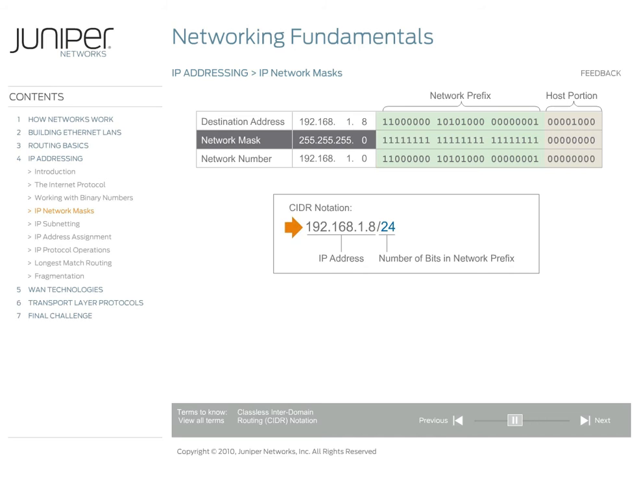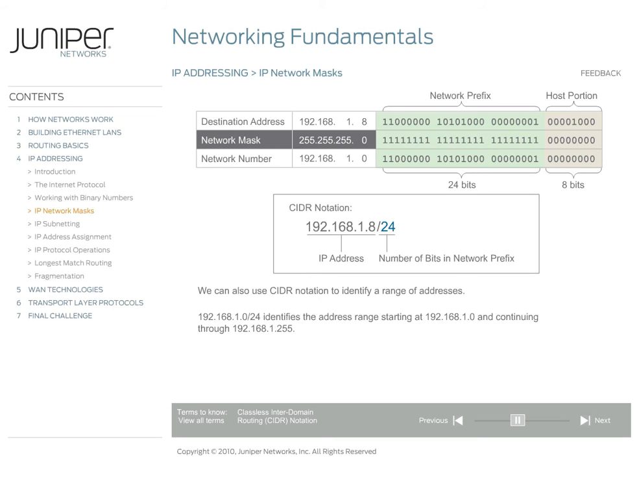So 192.168.1.8/24 means that the first 24 bits are the network prefix and the last 8 bits are host bits. We can also use CIDR notation to identify a range of addresses. So 192.168.1.0/24 identifies the address range starting at 192.168.1.0 through 192.168.1.255.